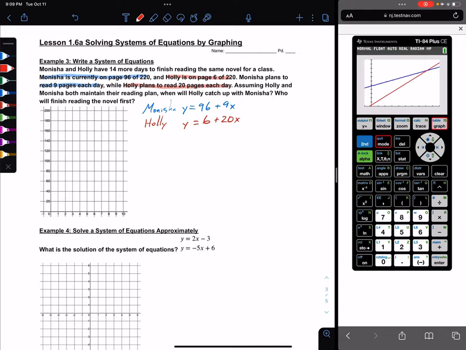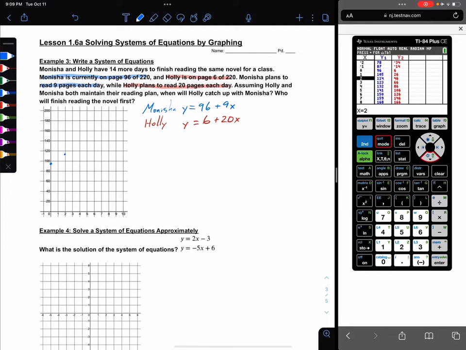Do note that eventually Holly will pass Monisha. So let's pull some numbers. We do not want negatives. There's no negative days here. So we start at 0, which we already know Monisha is at 96. We'll pull a couple more points, going every 2 days. So 2 days is 114. It's not going to be perfect, but let's try to be accurate. 4 days is 132. So that'll be somewhere in there. 6 days was 150. That's a good one.